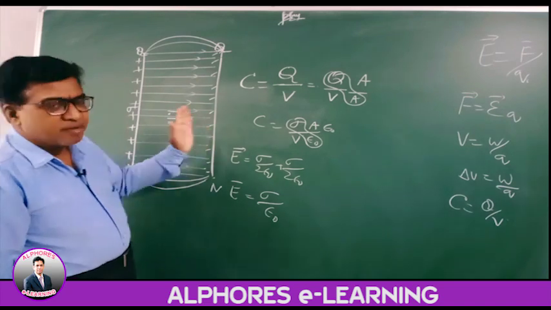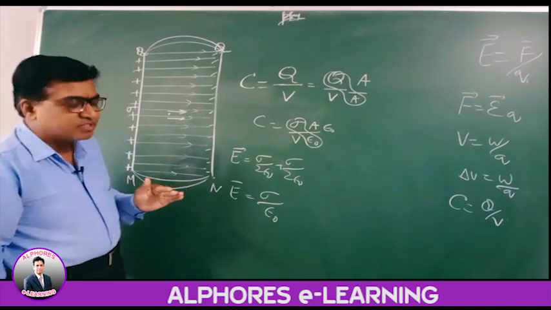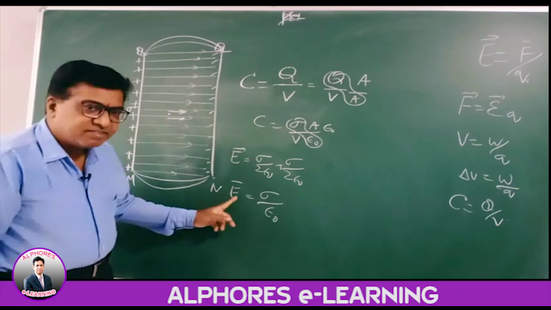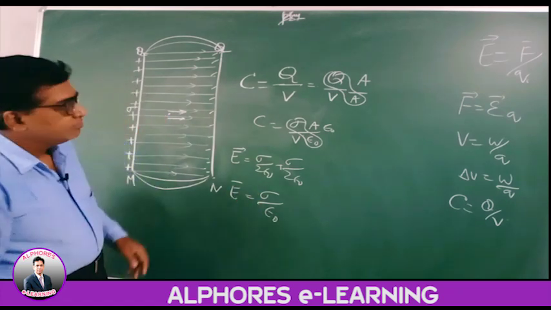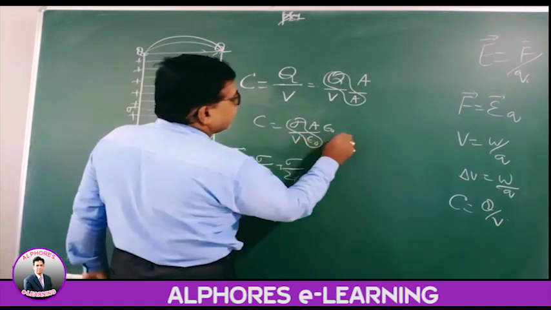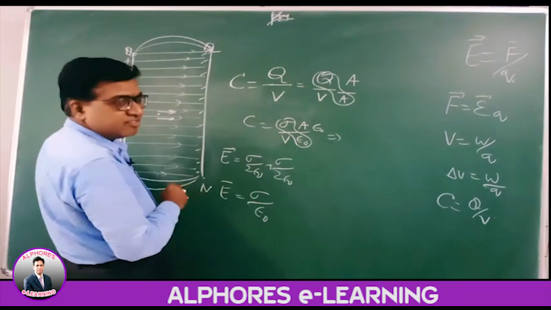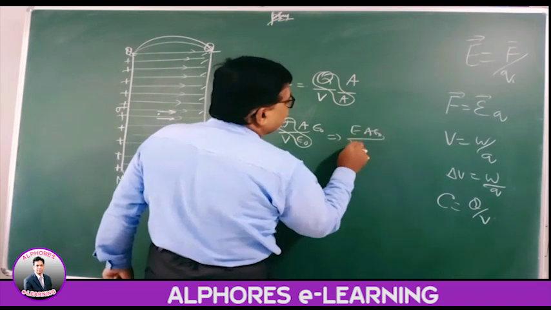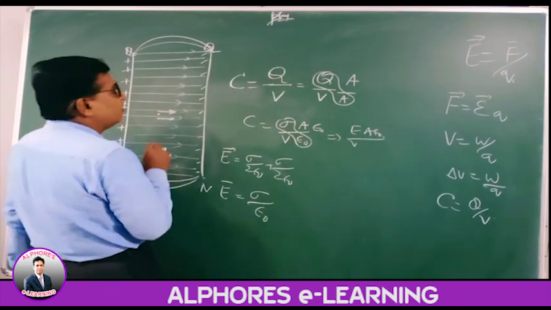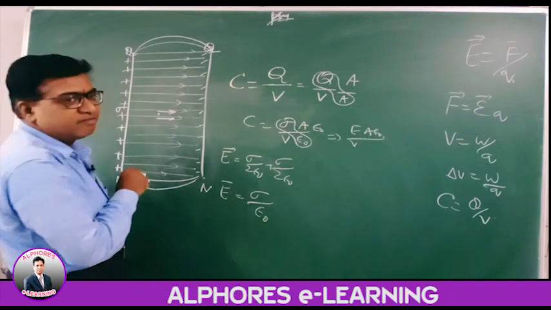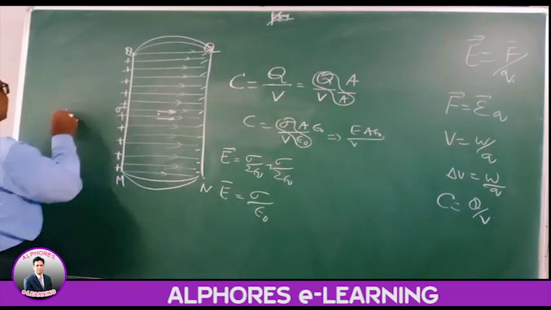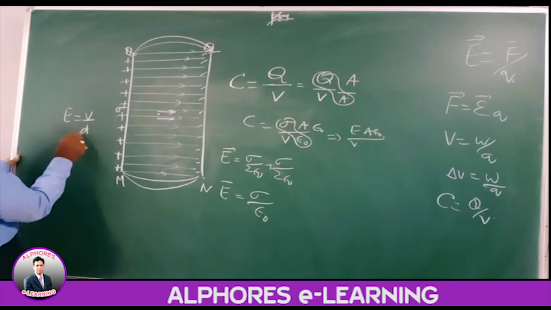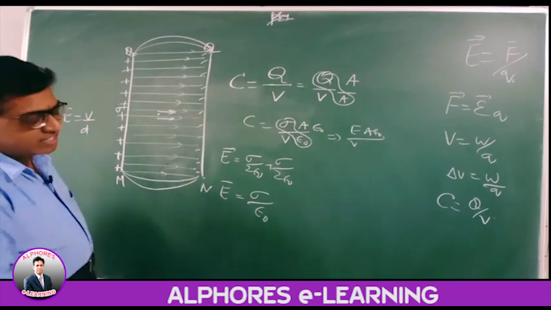Between the plates of a capacitor, a uniform constant electric field is produced, which is sigma by epsilon. This sigma by epsilon, I can take as the electric field E. Well, C is equal to E A epsilon naught by V. But we know that between the plates the electric field E is equal to V by d, or you can substitute V by E as d.